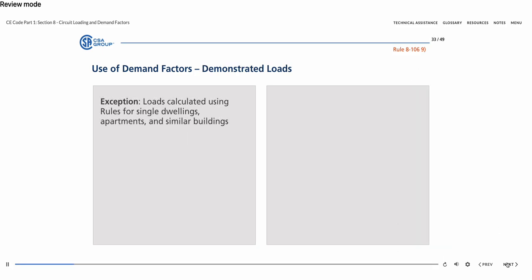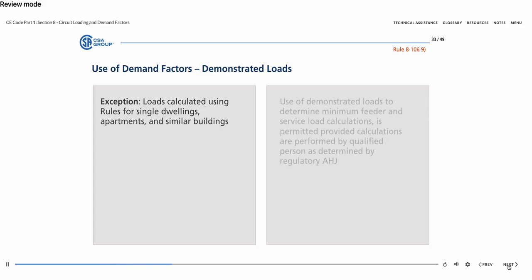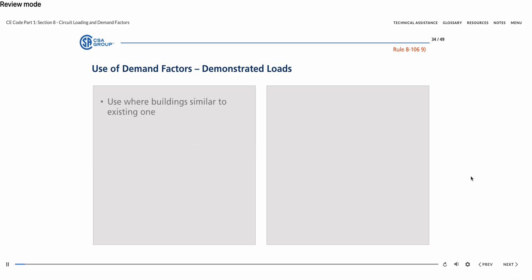Except for loads calculated using rules for single dwellings, apartments, and similar buildings, the use of demonstrated loads to determine the minimum feeder and service load calculations is permitted, providing calculations are performed by a qualified person as determined by the regulatory authority having jurisdiction. A demonstrated load can be used where buildings similar to the one in question already exist and can provide the necessary information required to calculate a new service or feeder.